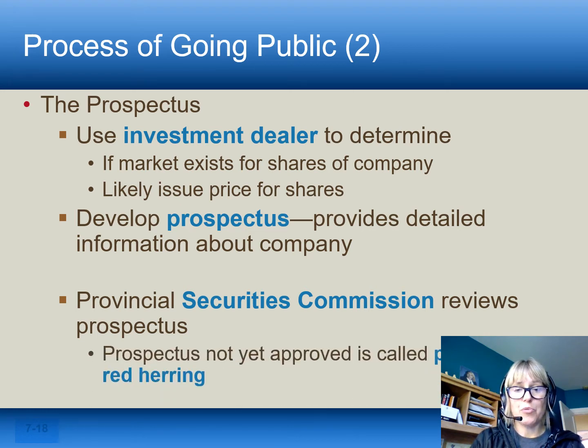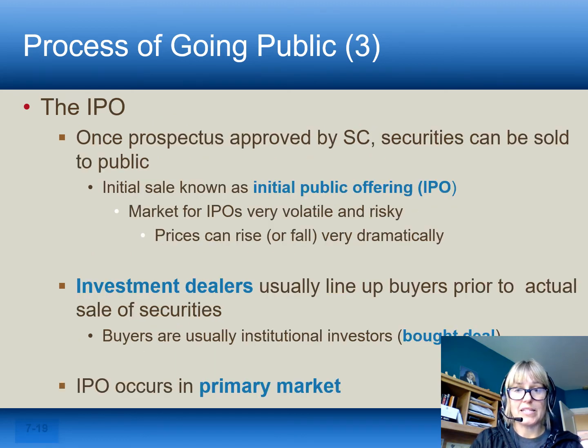And when it's not yet approved, it's called a red herring. And then once it's approved, it's called the prospectus. Then once the prospectus is approved, the sale process can start. And investment dealers try to line up buyers. They do a roadshow with the company to get investors interested in the company.